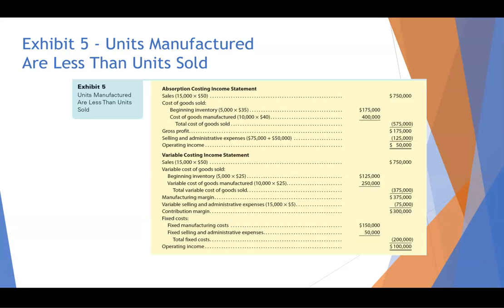The beginning inventory under absorption costing includes 5,000 units at $10 of fixed manufacturing cost that were incurred in the preceding period. By being included in the beginning inventory, this $50,000 is included in the cost of goods sold for the current period. Under variable costing, this $50,000 was included as an expense in the income statement for the prior period. So the variable costing operating income is going to be $50,000 higher than the operating income for absorption costing.